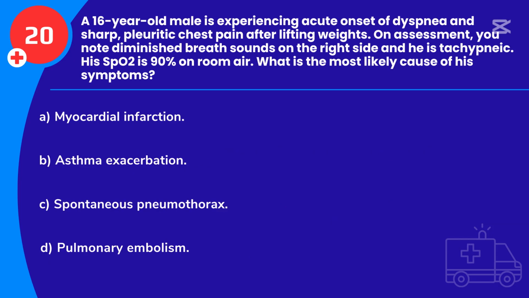Question 20. A 16-year-old male is experiencing acute onset of dyspnea and sharp, pleuritic chest pain after lifting weights. On assessment, you note diminished breath sounds on the right side and he is tachypneic. His SpO2 is 90% on room air. What is the most likely cause of his symptoms? A. Myocardial infarction. B. Asthma exacerbation. C. Spontaneous pneumothorax. D. Pulmonary embolism.